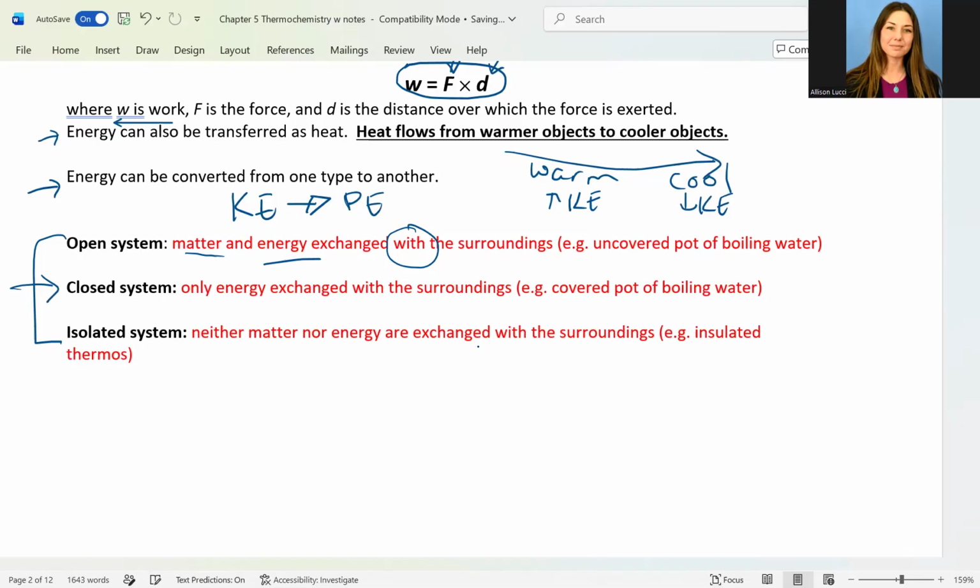In a closed system, the second case here, only energy can exchange with the surroundings. So if we have a covered pot of boiling water, the matter is not escaping, so the water vapor is not getting out, but the heat we can still feel if we had our hand hovering above the pot. Lastly, if we had an isolated system, neither matter nor energy are going to be exchanged with the surroundings. And we can remember an insulated thermos is a good example of this. So we'll continue in the next video with our next topics on thermochemistry.